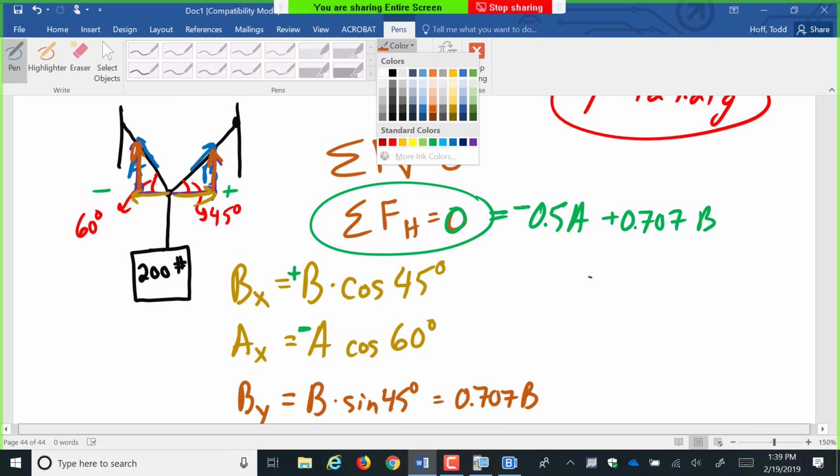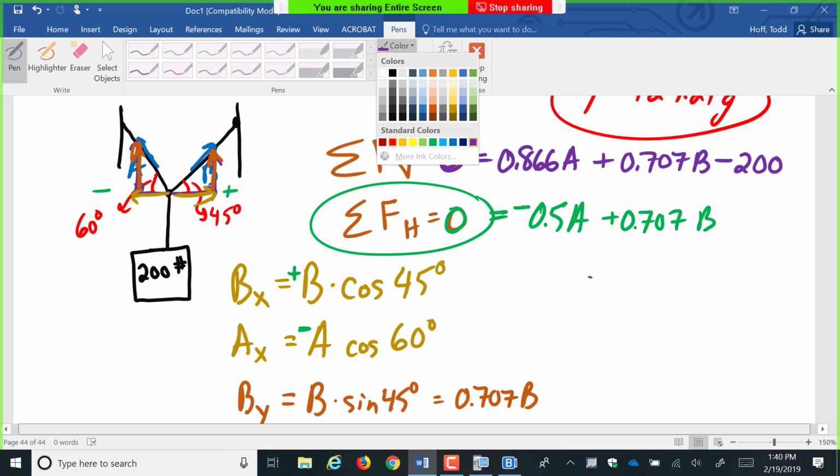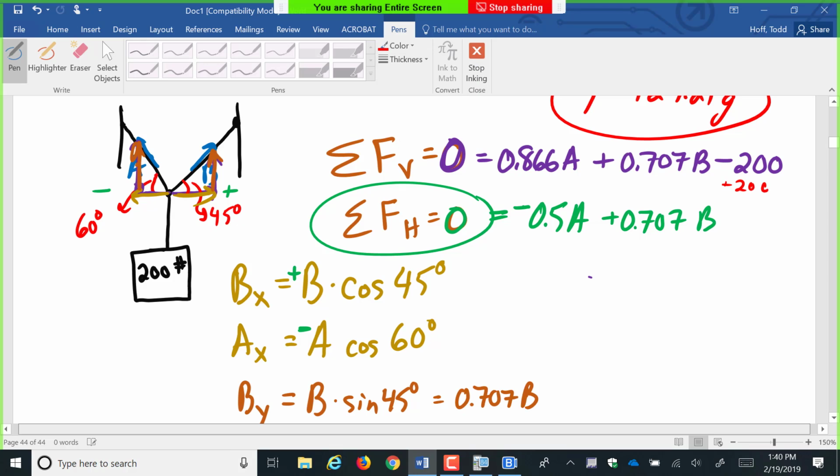So looking at the vertical components here, they have to add to 0. Well, both A and B go up, so those are both going to be positive. So the component of A is 0.866 times A. B is 0.707 times B. The 200 pounds goes down, so it's minus 200. And there we have a system of equations we can solve. Now, before I would solve it, I would add the 200 to both sides to get it over here instead of the 0. But you can see how that's going to work out.